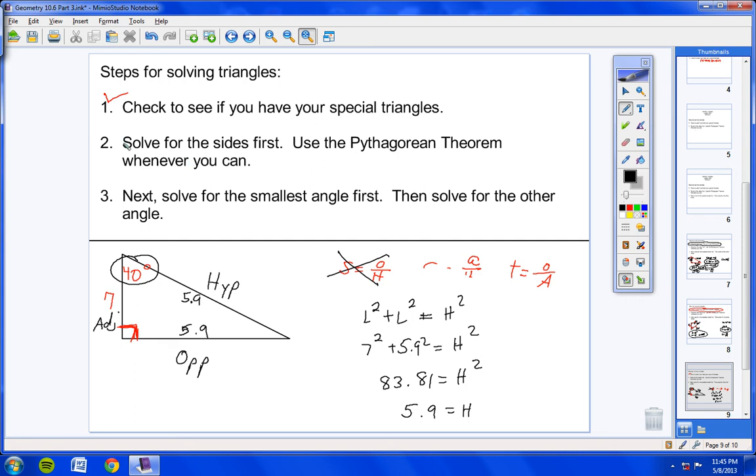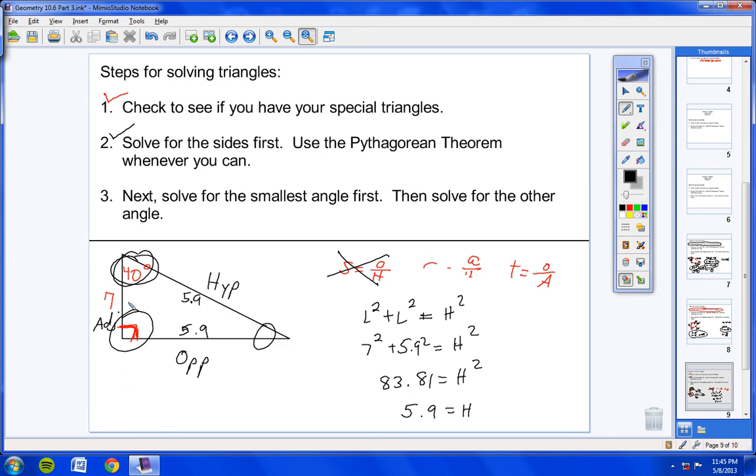Now, it says solve for the sides first. We've done that. Check. Then next, solve for the smallest angle. Step 3. Well, students, there is no smallest angle. Please look. We know this angle. We know this angle. We only have one angle left to find. So it really doesn't matter if it's the smallest, the biggest, or whatever. We just find the last angle.